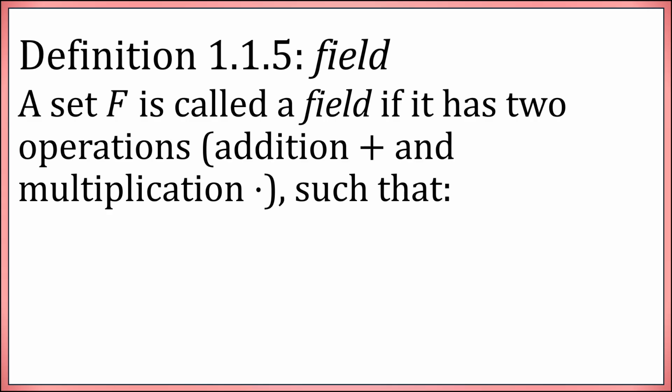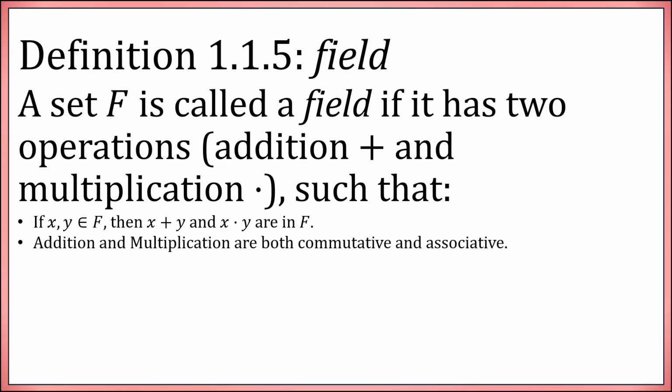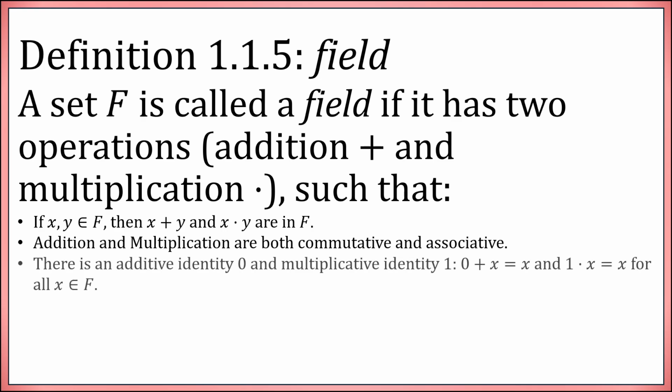So what is a field? A field is a set that has two operations, which we're going to denote addition and multiplication. So the set has to be closed under these operations. Any two elements of F, you can add them or multiply them and still be in F. These two operations are commutative and associative. In other words, order of operations strictly between addition or multiplication doesn't matter, and left versus right doesn't matter.